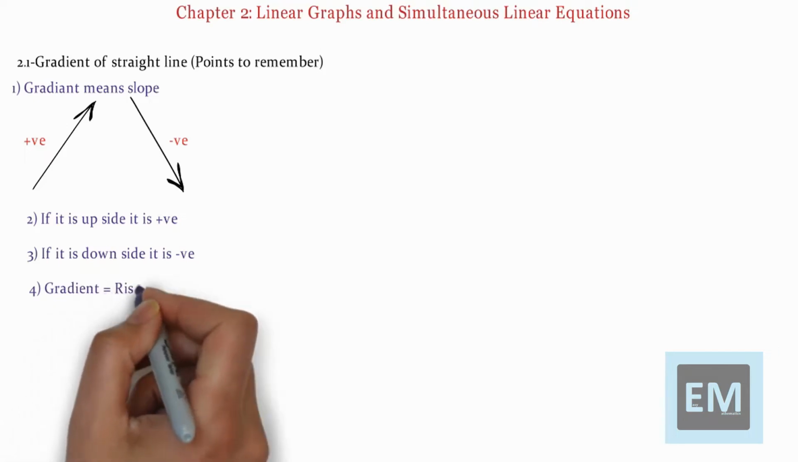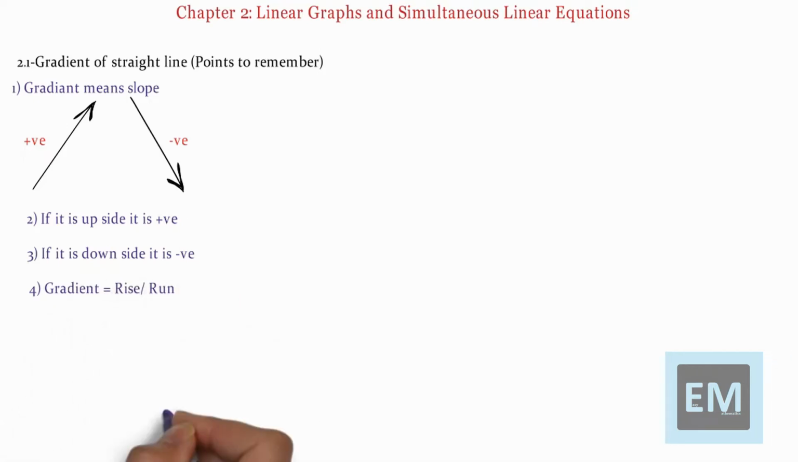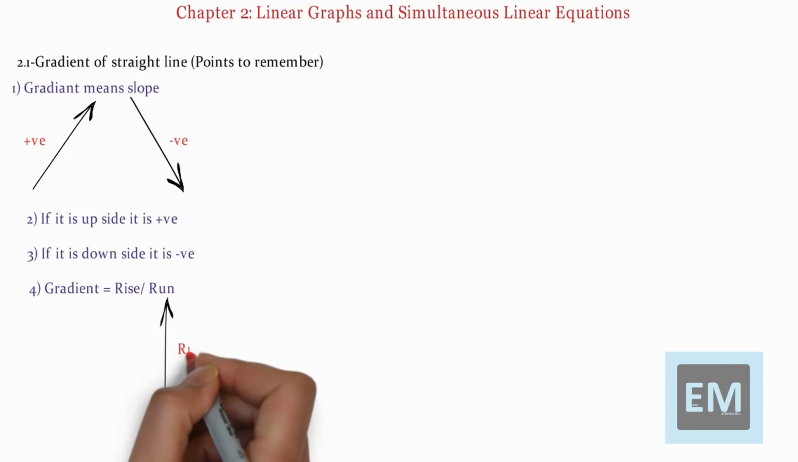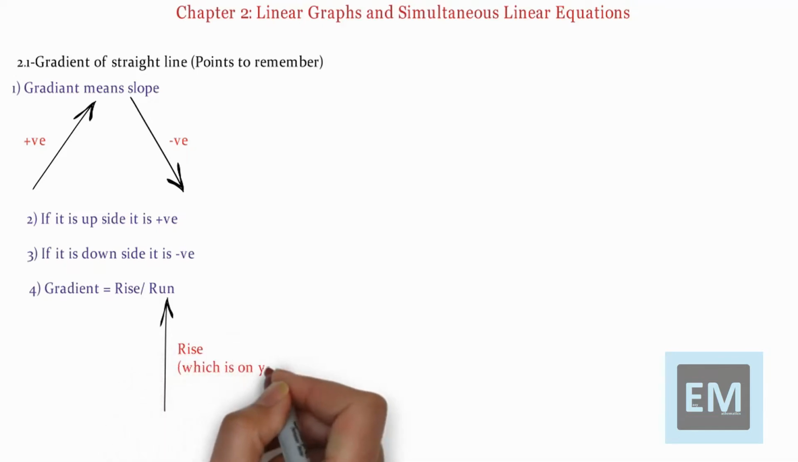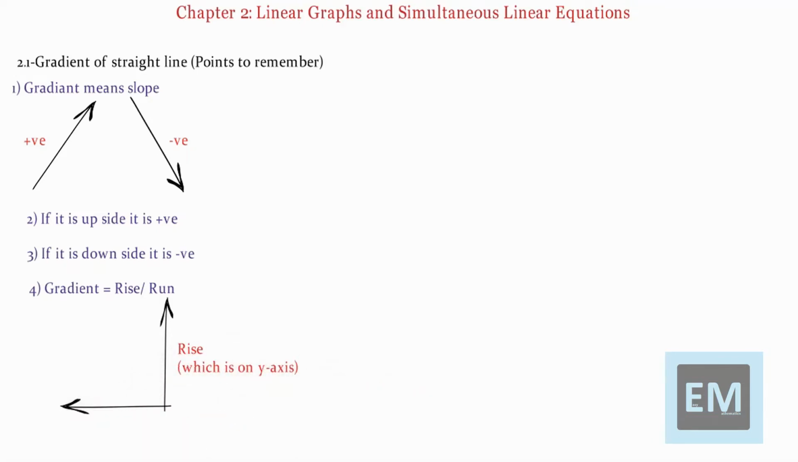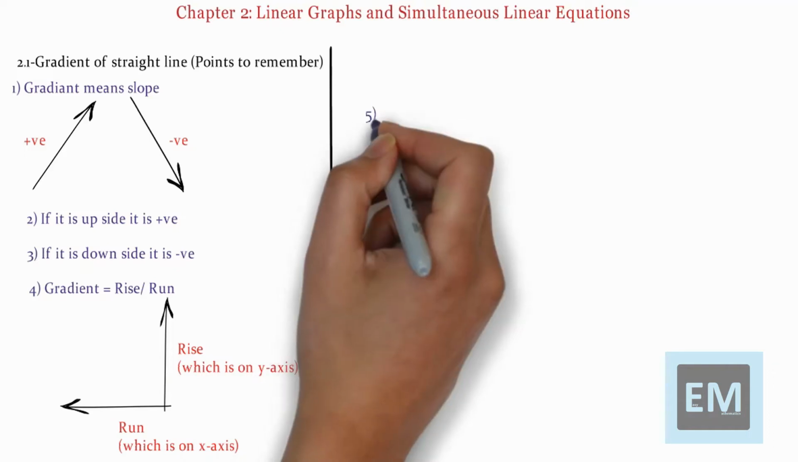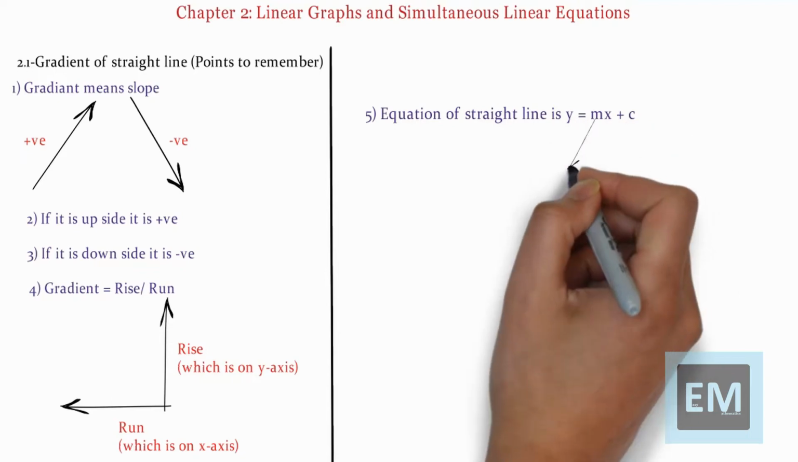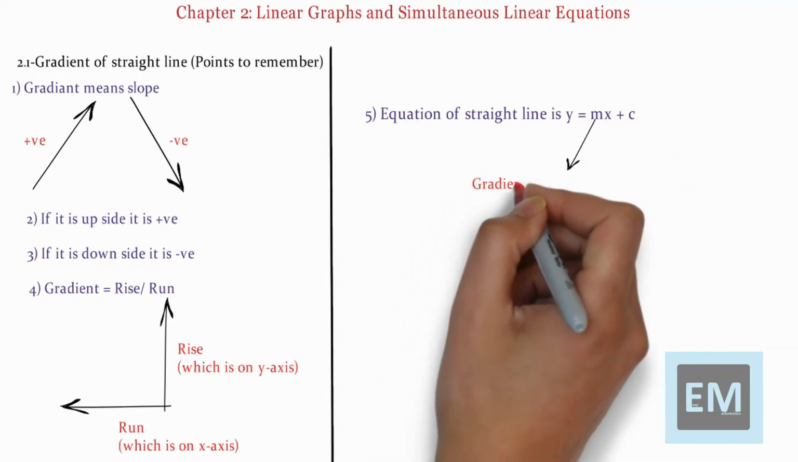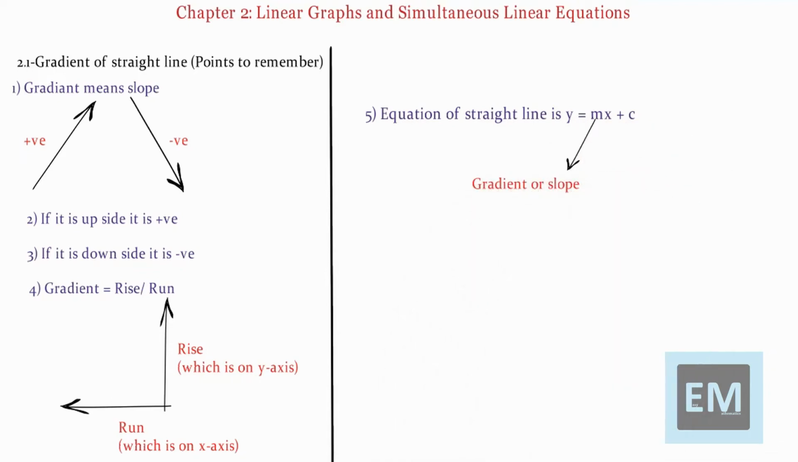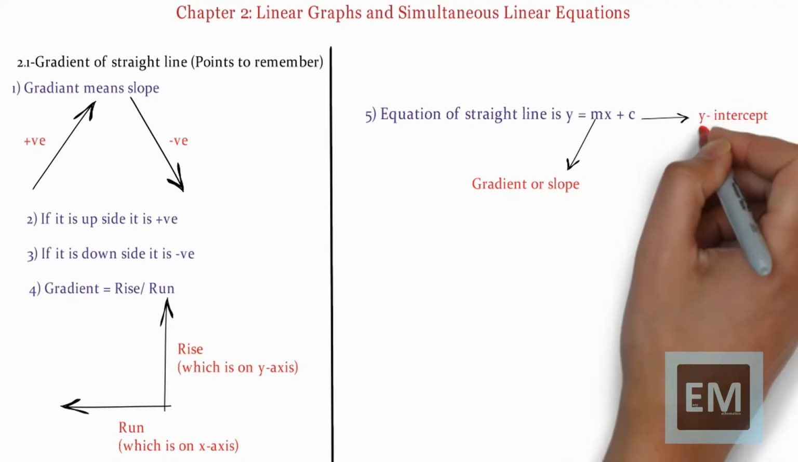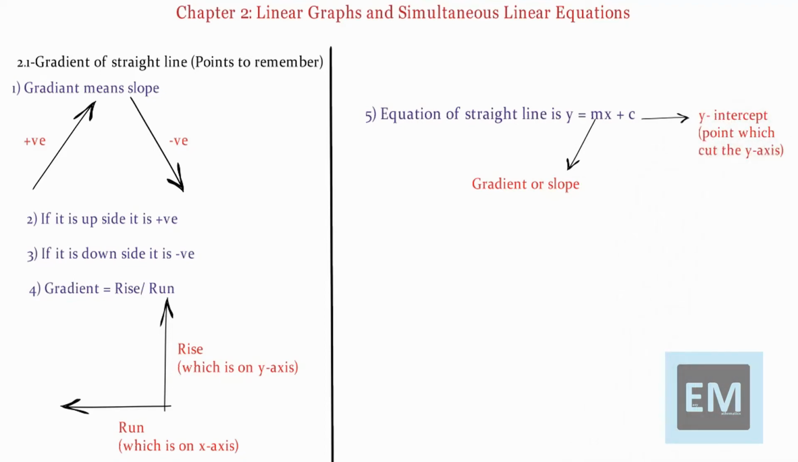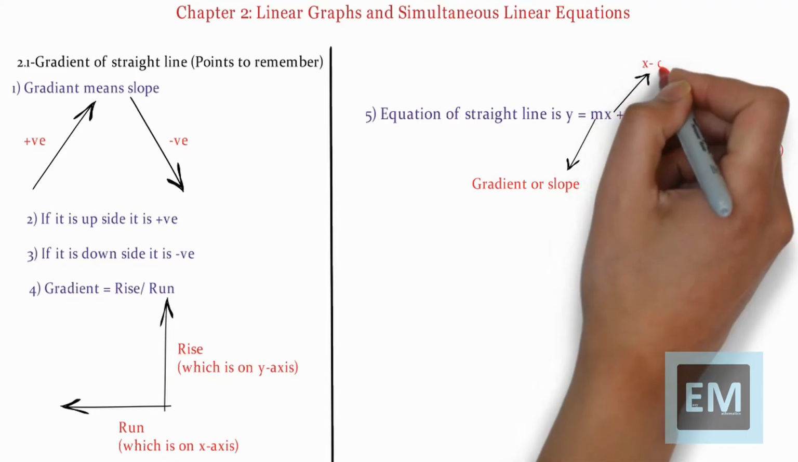To find gradient, we can use the formula rise upon run. Always rise is on the y-axis and run is on the x-axis. The equation of a straight line is y equals mx plus c. Here m is the gradient or slope, c is the y-intercept, which is the cutting point on the y-axis, x is the x-coordinate and y is the y-coordinate.